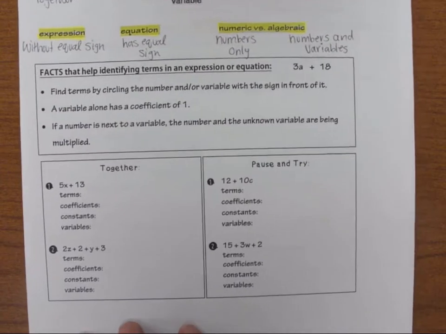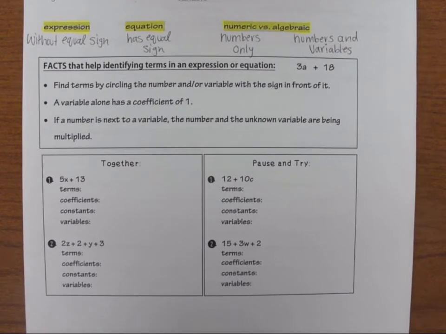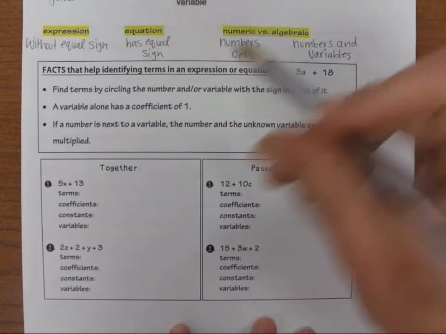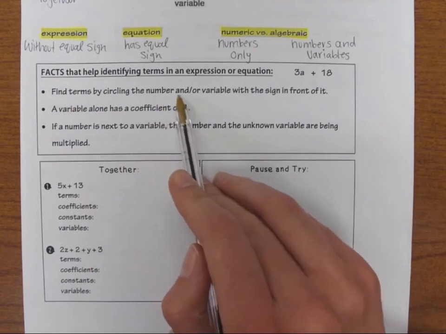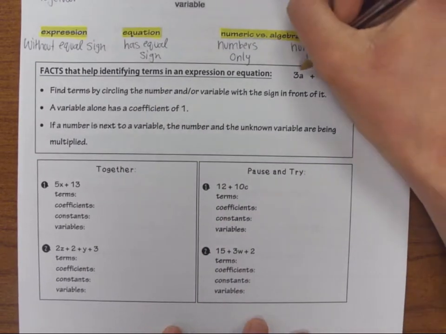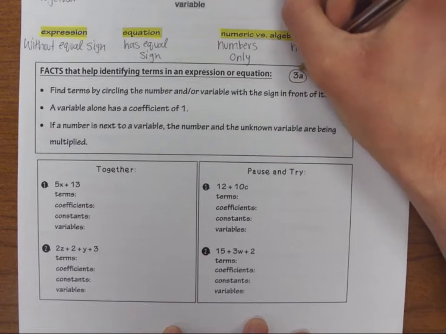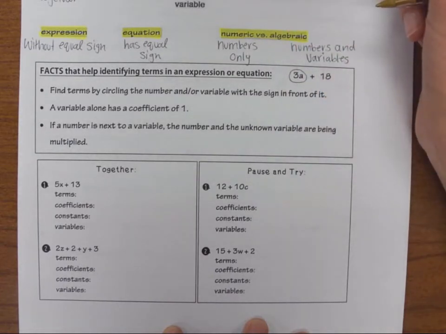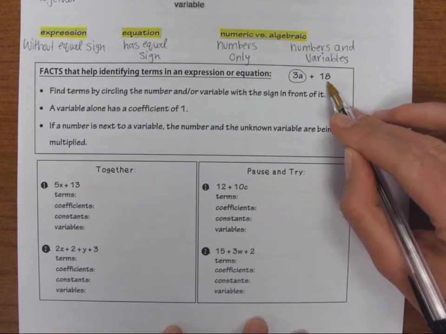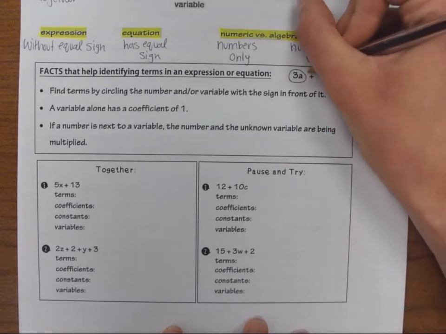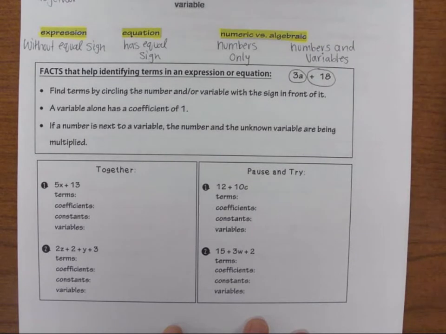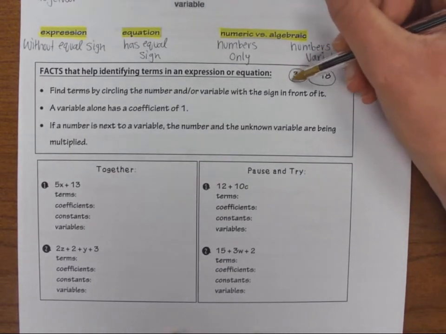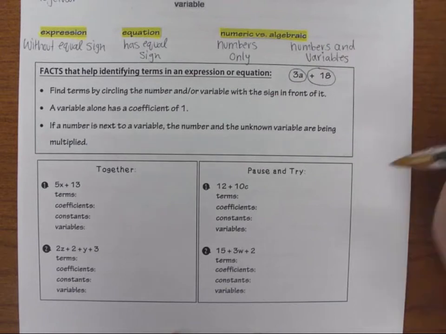Okay, so here are some facts to help us keep everything straight. These facts are going to help us identify terms in an expression or an equation. The first thing we're going to do when we're finding the terms is circle them. So it says to find the terms by circling the number and our variable. Right here, that would be our 3a. It's a number and a variable together. We're going to circle those. And we're also going to circle the sign in front of it if it has one. So this 18 is another term, and we're going to keep that plus in front of it and say that this is a positive 18. So I have 2 terms here. I have 3a and positive 18.